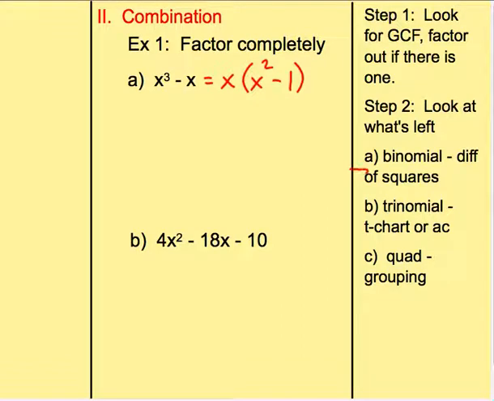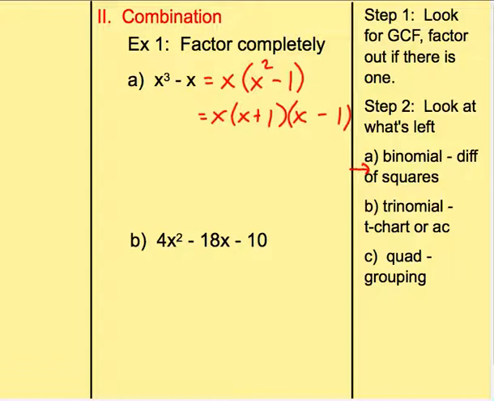It's a binomial, so my only option is to check for difference of squares. Well, x squared and 1 are both perfect squares, so the way that I factor a difference of squares, I like to set up my two binomials. Square root of x squared is x. Square root of 1 is 1. One positive, one negative.